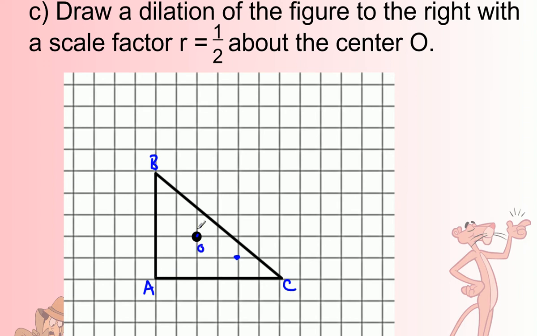Same thing works for each of the points. To get to letter A, I could go over 2, down 2. Well, half of that direction, instead of going over 2 and down 2, I'd go over 1, down 1. And from O to B, over 2, up 3. Well, half of that would be over 1, up 1.5, because half of 3 is 1.5. So over 1, up 1.5.